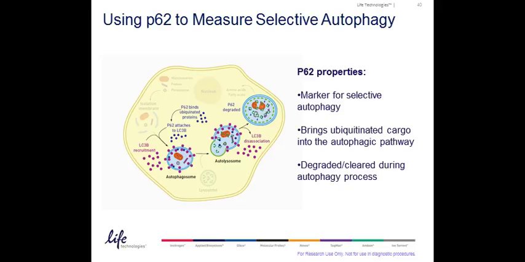P62 is one of the best characterized receptors for specific protein degradation. It is often used both as a marker for ubiquitinated cargo, as well as a general marker for autophagic flux, since it is continually cleared via macroautophagy. As we mentioned previously, P62 binds polyubiquitinated cargo and delivers it into the autophagic pathway by binding to LC3.